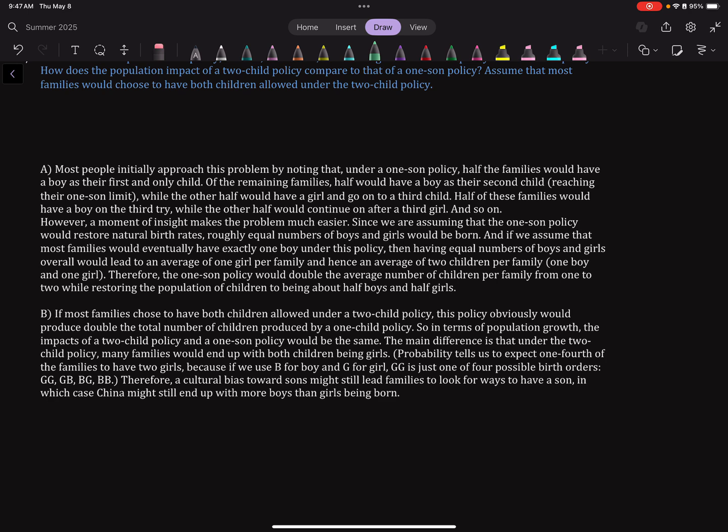Since we are assuming that a one son policy would restore natural birth rates, a roughly equal number of boys and girls would be born. And if we assume that most families would eventually have exactly one boy under this policy, then having an equal number of boys and girls overall would lead to an average of one girl per family, and hence an average of two children per family, one boy and one girl. Therefore, the one son policy would double the average number of children per family from 1 to 2, while restoring the population of children to being about half boys and half girls.